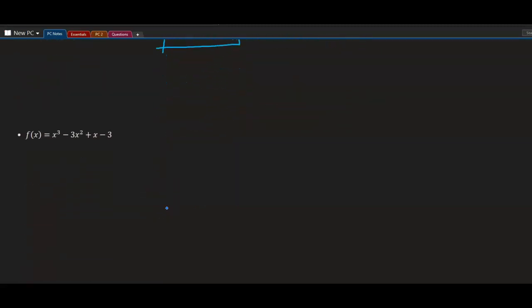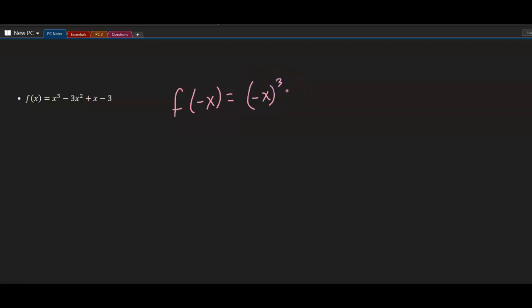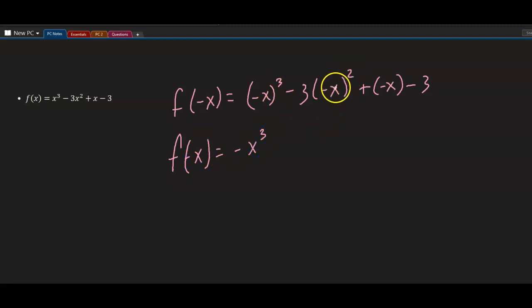Now our last one here, if we look at it, I'm going to evaluate f of -x. So this will be -x cubed minus 3 times -x squared plus a -x minus a 3. All right, so let's simplify this one here. If I cube a -x, I get a -x cubed. If I square a -x, I get an x squared. So this term will be -3x squared. This will be a minus x, and this will be a minus 3. So right here, this is my f of -x.